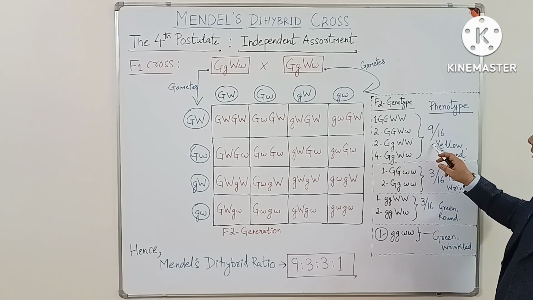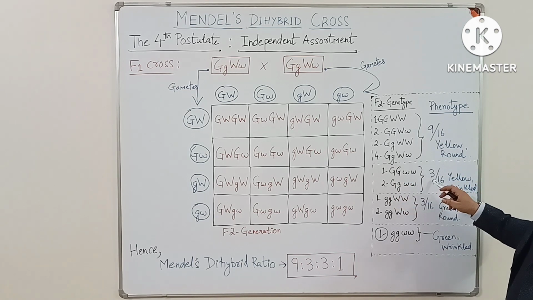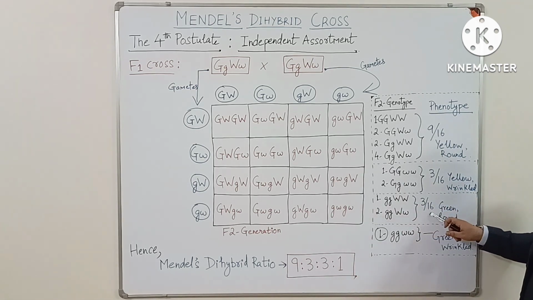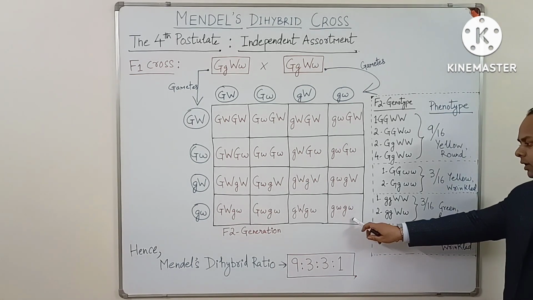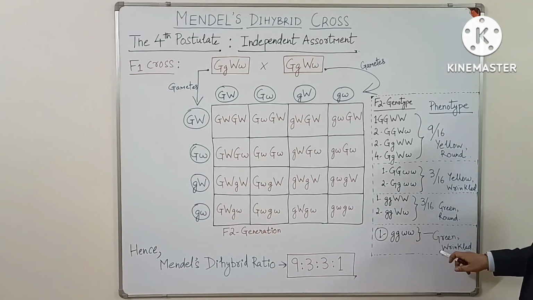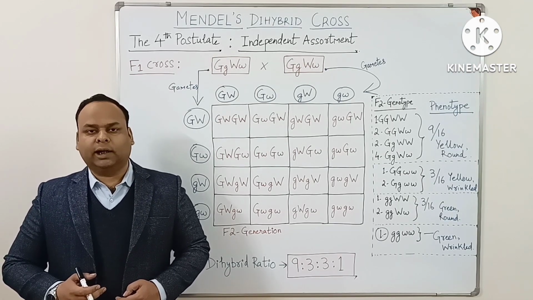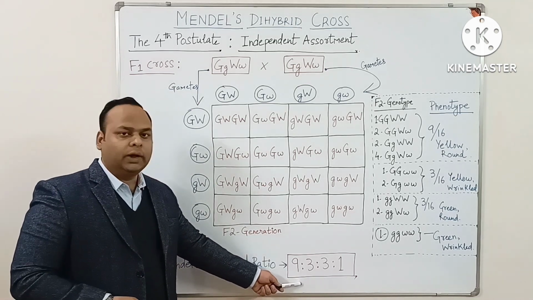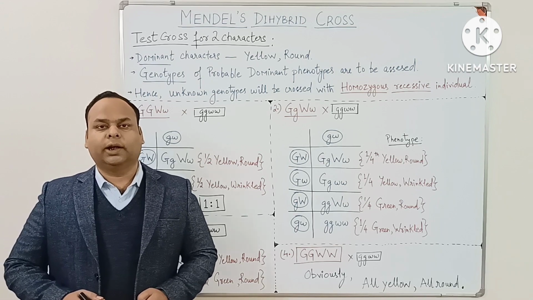9 out of 16 plants are yellow and round. 1 plus 2, that is 3 out of 16 plants are yellow and wrinkled. 1 plus 2, that is 3 out of 16 plants are green and round. And lastly, 1 plant is green and wrinkled. And hence we are able to conclude Mendel's dihybrid ratio, that is 9:3:3:1.